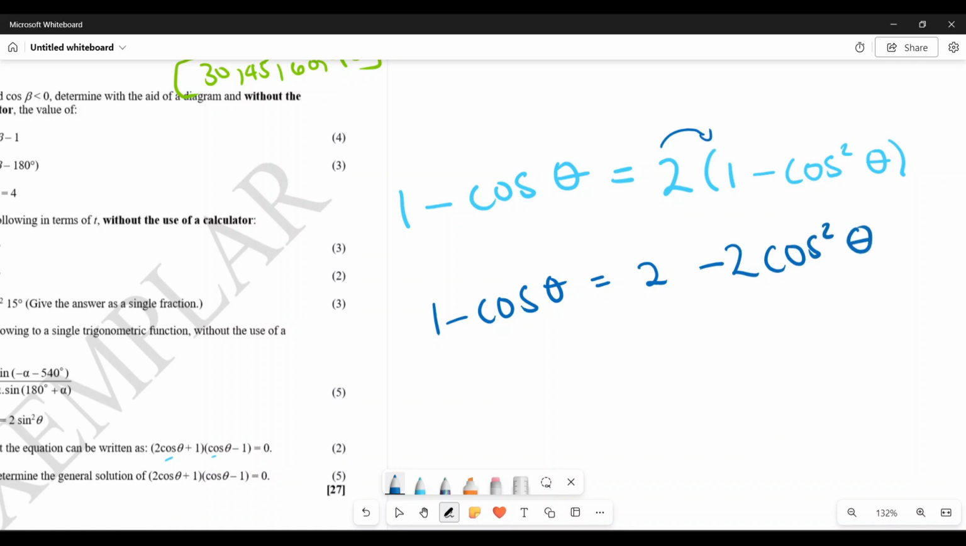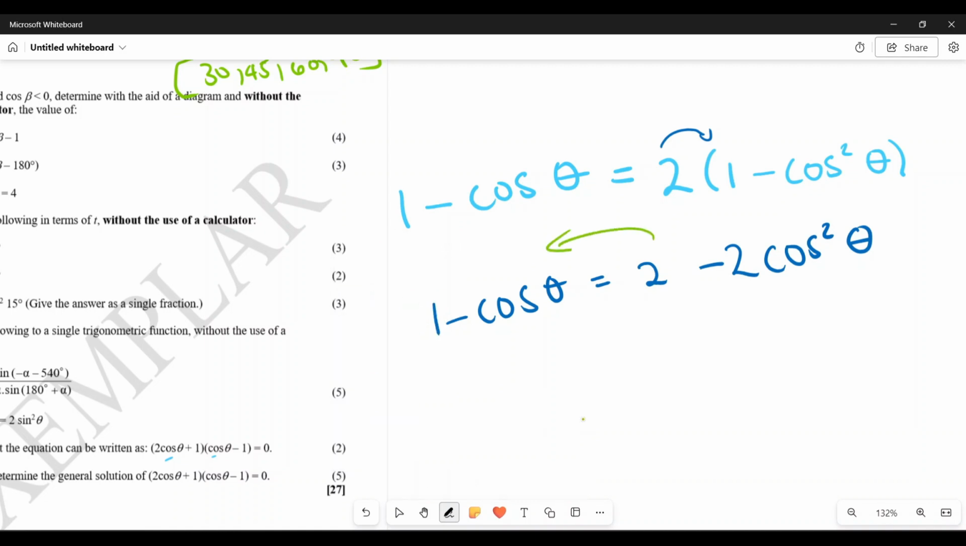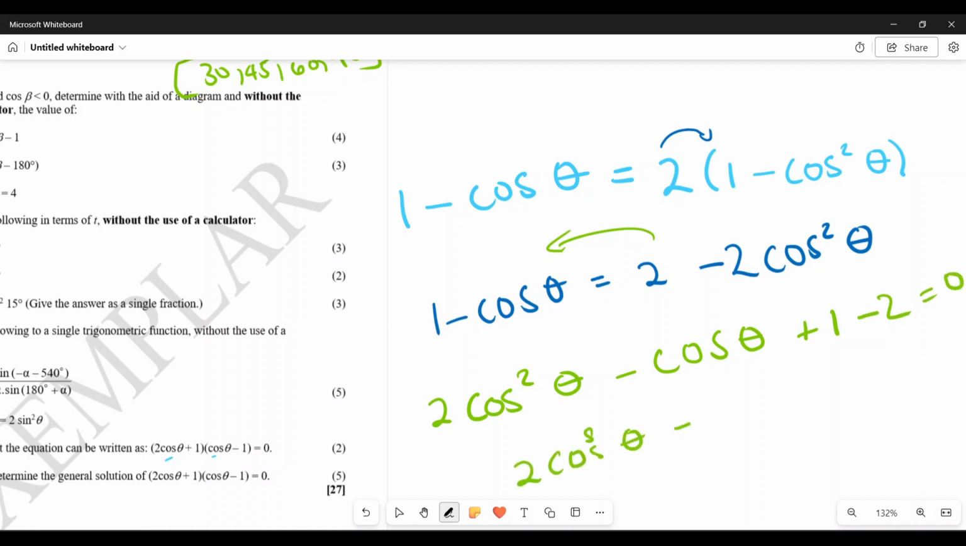Now, afterwards, I'm going to equate everything to 0. So I'm going to join these on one side and equate everything to 0. Basically, I'm going to transfer these to the other side. As a result, this here will be positive 2 cos squared theta minus cos theta. Here I would have 1 minus 2. And simplifying, this is 2 cos squared theta minus cos theta minus 1, and everything is equal to 0.